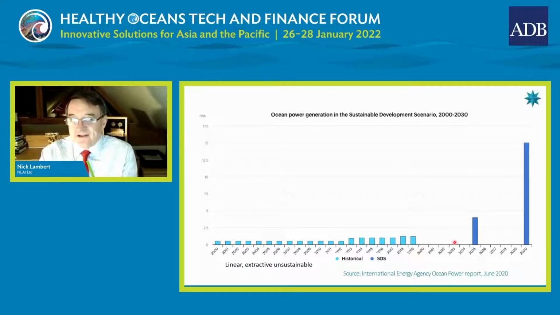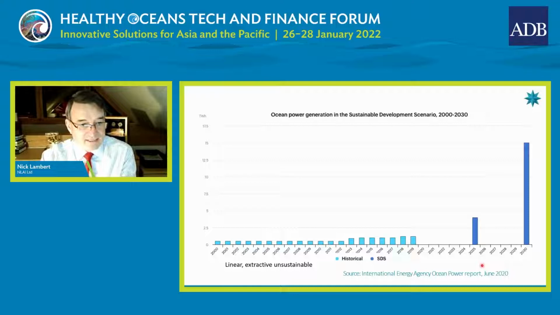There's just so much power to be had out there. This is what the opportunity is out there to the right at 2030. This is from the International Energy Agency Ocean Power Report, showing the amount of energy that is available out here in a sustainable development scenario. But you can see the trend of what we're achieving is tiny. So we've got huge opportunity, but we've got a really massive climb to achieve that sustainable power.